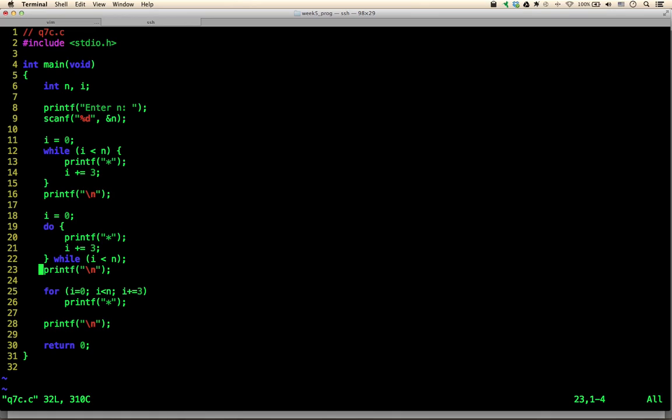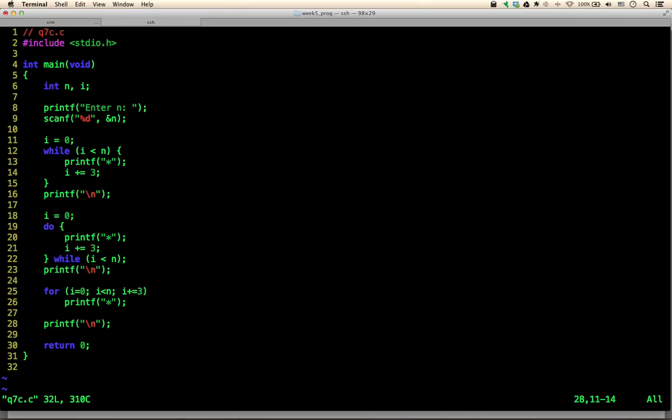I'll break out. And then in the for loop, a similar thing happens. i equals 0. Whenever i is less than n, I'll print a star, and after it, I will increment i by 3. As long as i is less than n, I will continue a new loop. After i is larger than or equal to n, I will break out.